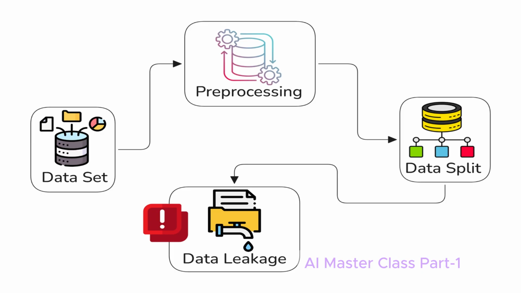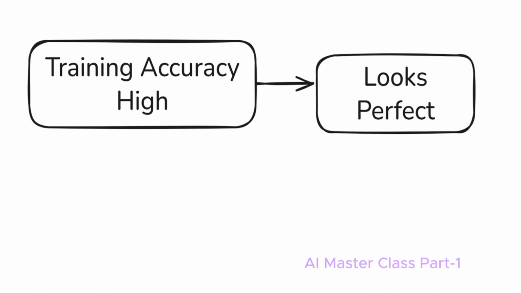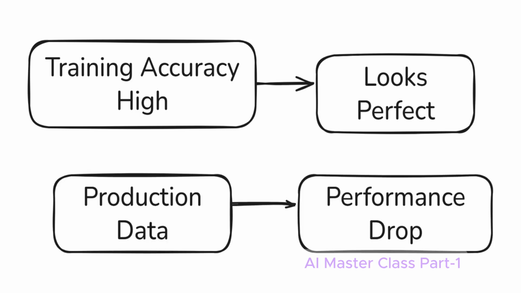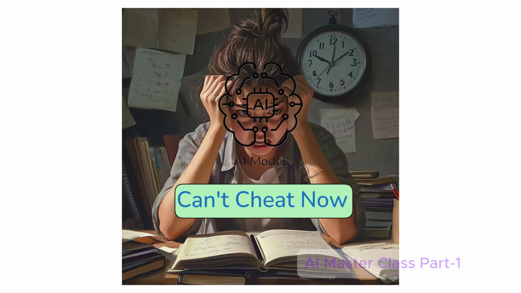The main problem is that it gives you very good results. Your model will show very high accuracy and everything will look perfect. But when you deploy it in the real world, the performance will drop suddenly. Because in the real world, that leaked information is not available to the model. So your model can no longer cheat. This happens because your model was never truly learning from the real pattern.